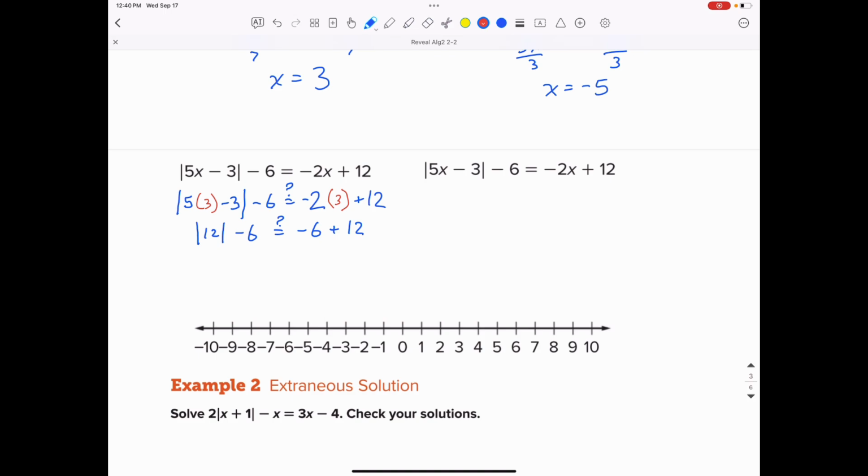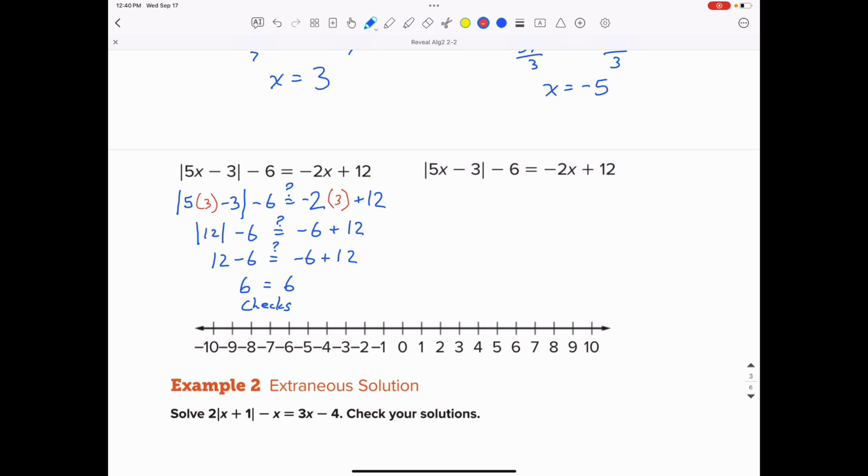The absolute value of 12 is just 12. So is 12 minus 6 equal to negative 6 plus 12? 12 minus 6 is 6. Negative 6 plus 12 is also 6. So this checks.